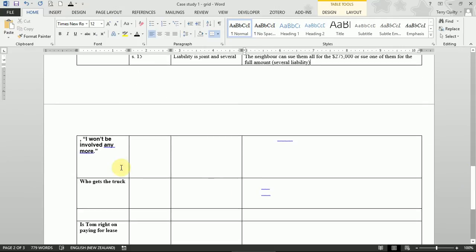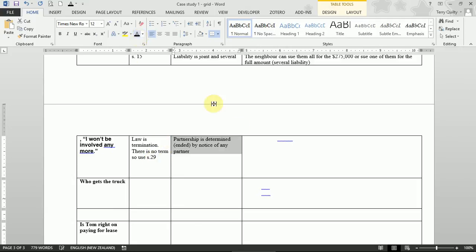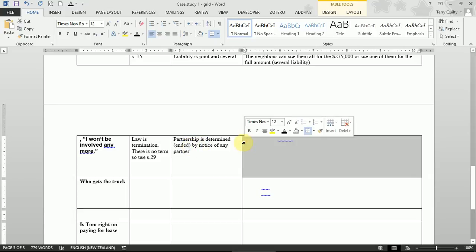The next issue is where one of them says, I don't want to be involved anymore. This is about termination. Can we terminate a partnership like that? If there's no term, we use section 29, which in this case there isn't. They haven't agreed how long it will last. So the partnership is determined, meaning ended, by notice of any partner. So then we have to simply say, did he give notice?